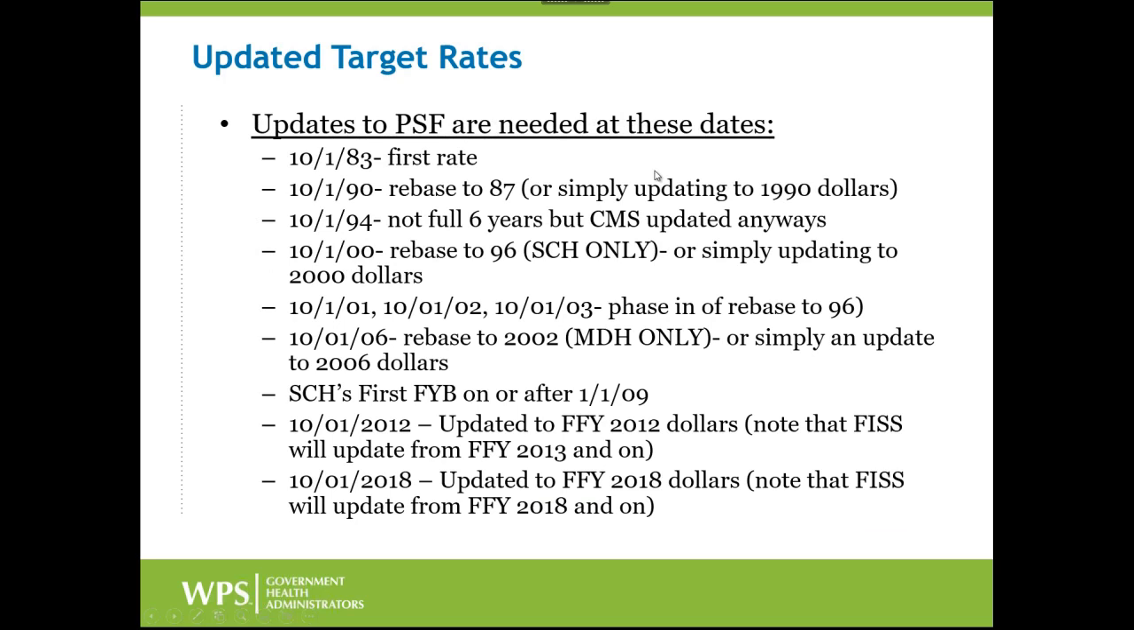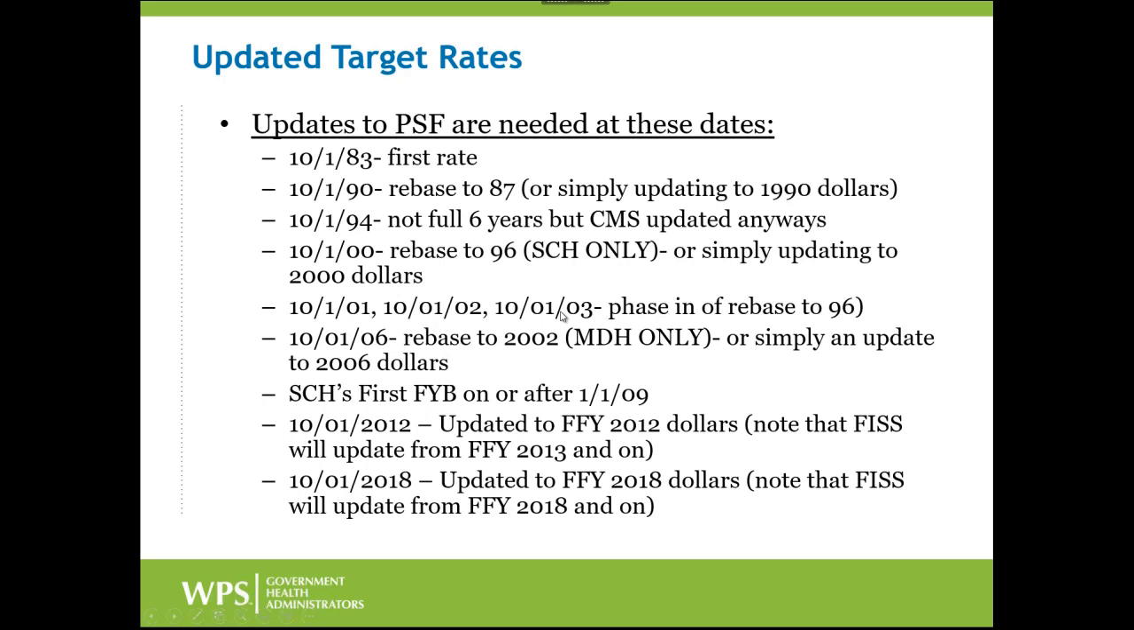Now, we talked about this in the other video, but I have some notes on that as well here. So the updates to the provider-specific file or to Pricer were made at these different intervals. 1983 would have been the first rate. 10/1/1990, that's either a rebase or an inflation, depending on whether they rebased or not. 10/1/94 was just an inflation to get to that point. 10/1/2000 was either an inflation or some sole community hospitals rebased to 1996.